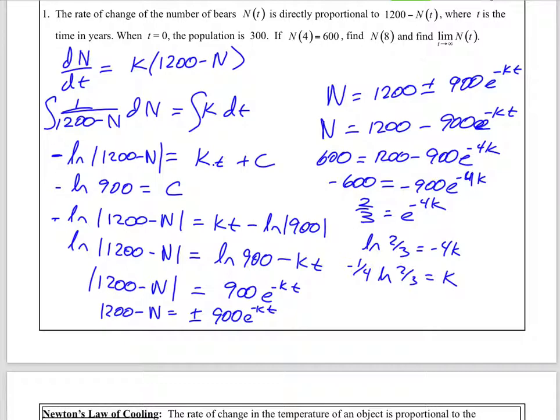Then you plug in 4. Then I plug in 8. Yes. Then what does N of 4 equal 600 for? Where do you plug in the 8? We just plugged in the 600 to help me figure out what k was. Where do you plug in the 8?